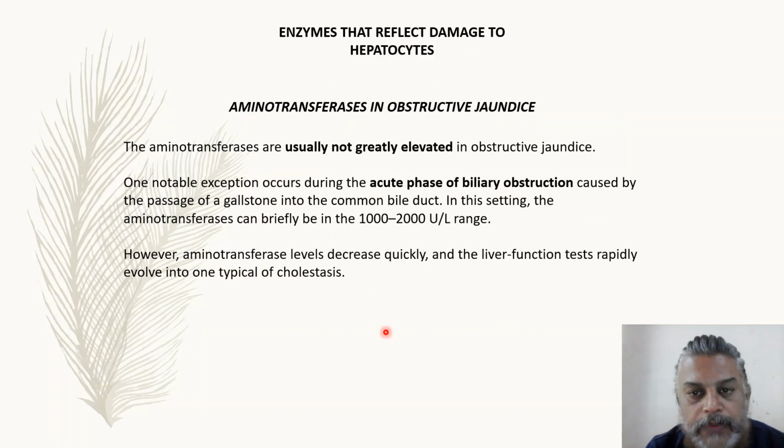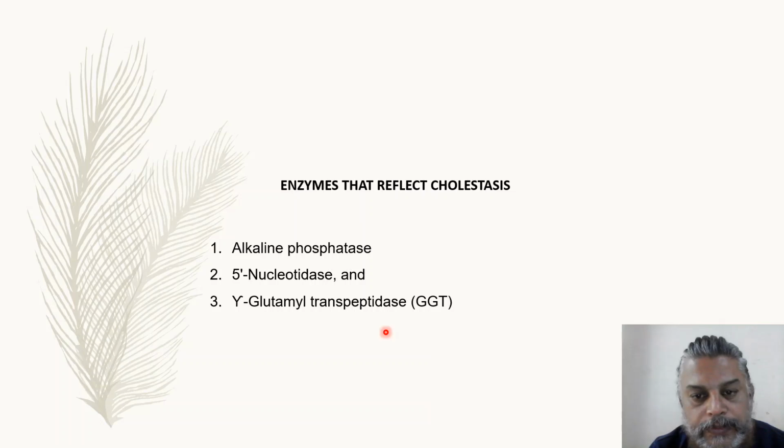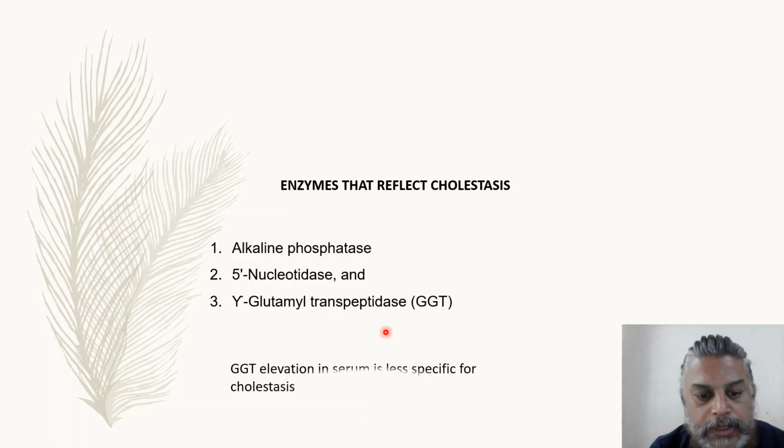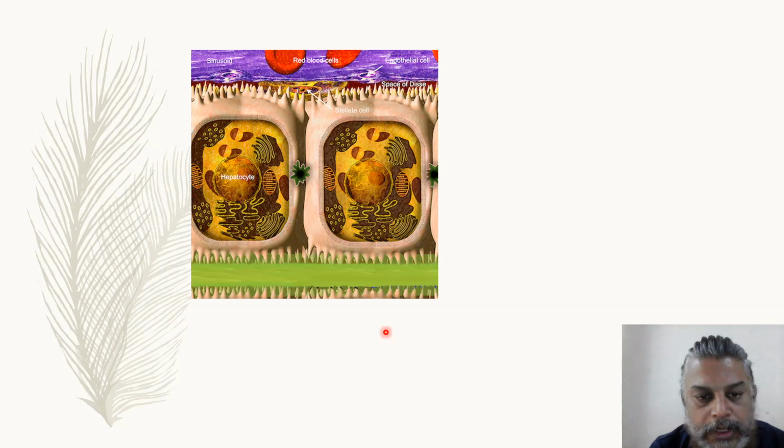SGOT in obstructive jaundice is usually not very raised, and if it is raised, it may be because of the acute phase of biliary obstruction, in which we can have SGOT and SGPT in the range of 1000 to 2000, but it usually decreases quickly as the liver function tests rapidly evolve into a typical picture of cholestasis. In cholestasis, we will have alkaline phosphatase and gamma GT. Out of this, gamma GT elevation is less specific for cholestasis.